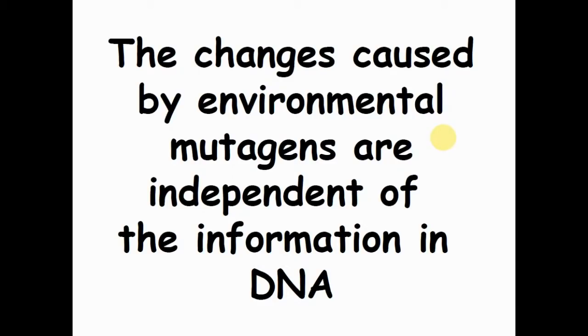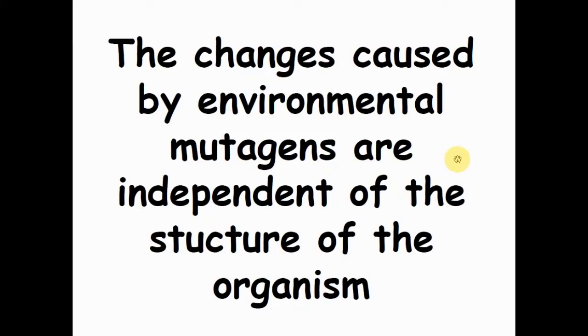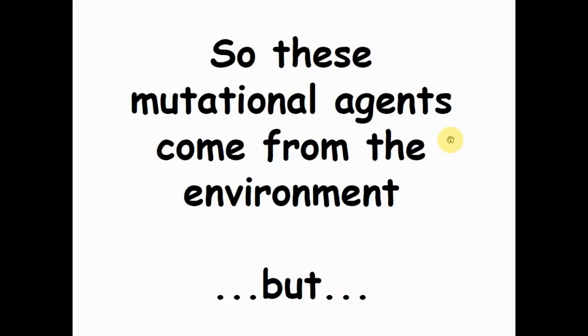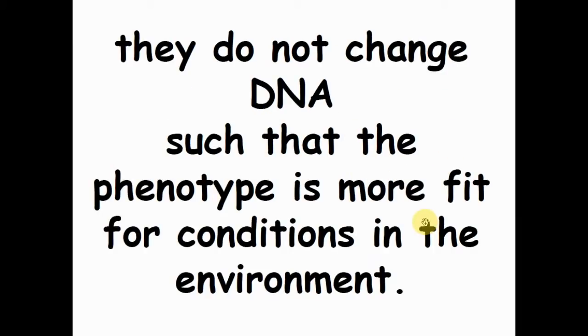The changes caused by environmental mutagens are independent of the information in DNA. The changes caused by environmental mutagens are independent of the structure of the organism, or what would be called the phenotype of the organism. The changes caused by environmental mutagens are unrelated to all other conditions in the environment. So these mutational agents come from the environment, but they do not change DNA such that the phenotype is more fit for conditions in the environment.